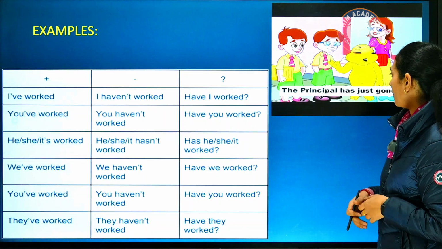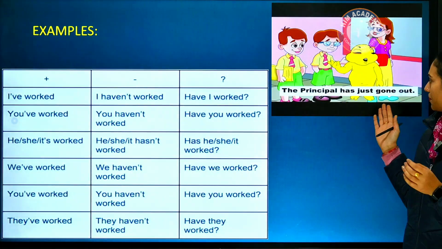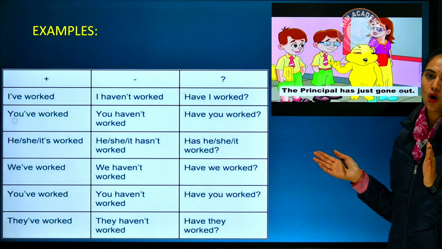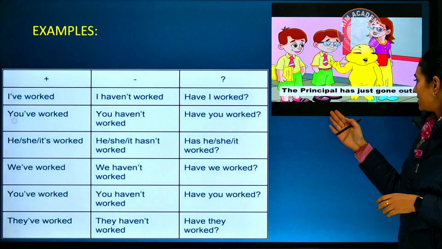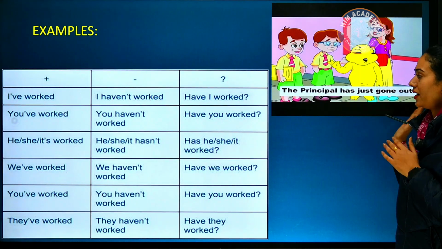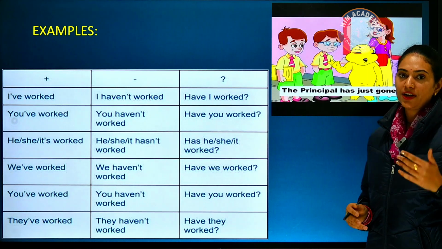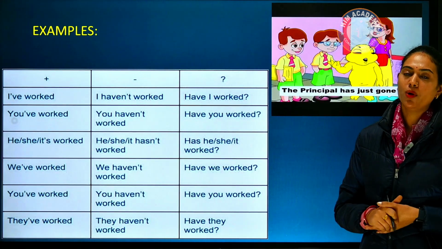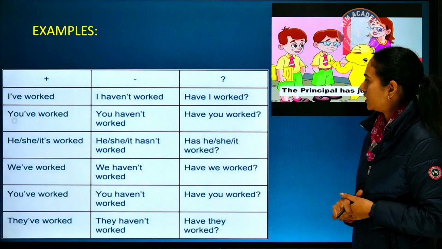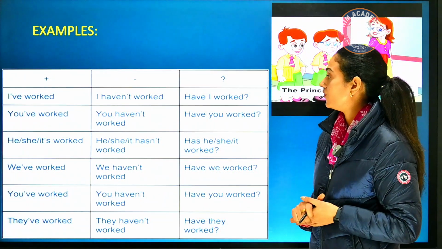So we have some examples. For example, we have here, the principal has just gone out. The principal has just gone out. Go, went, gone. Gone is the third form of go. So here we have another example. I have worked.